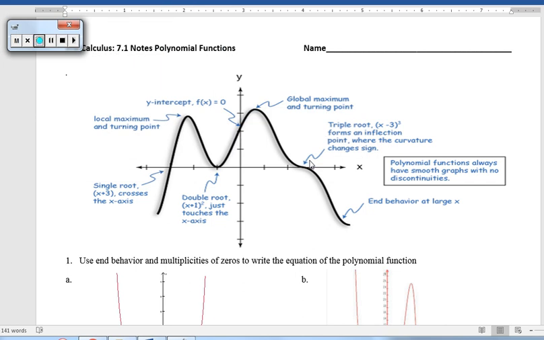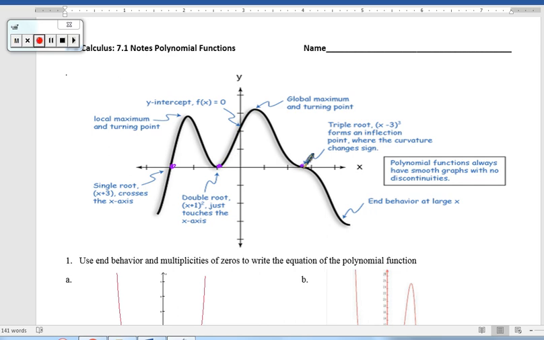Okay, today we're going to start lesson 7.1 on polynomial functions. I have an example of a polynomial function up here to start the notes. The first thing we're going to look at are our zeros, which are happening here, here, and here.